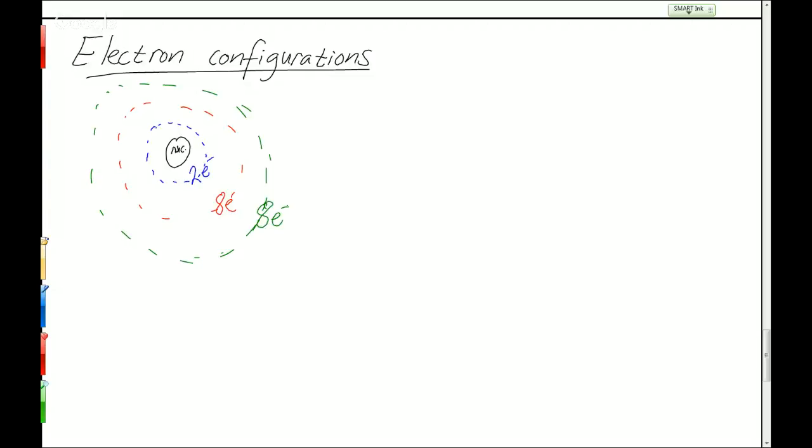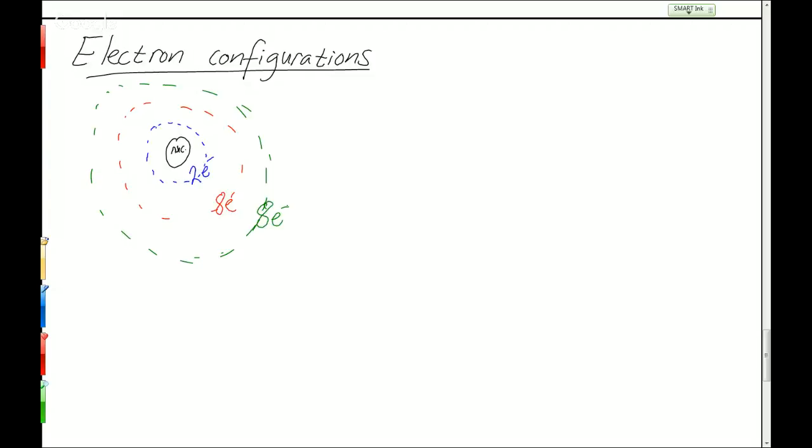Now, which ones do you think are the most stable? Which shell do you think has the most stable electrons in it? The innermost? Why? Because it has to fill up first. Yeah, but why? What's special about it being inner? Anybody? Why would the inner one be the most happy place for an electron to be? Yeah, they're attracted to the protons. Protons are positively charged, electrons are negatively charged. So those two want to be as close as possible to maximize that attractive force. So that first shell is going to be the lowest energy.